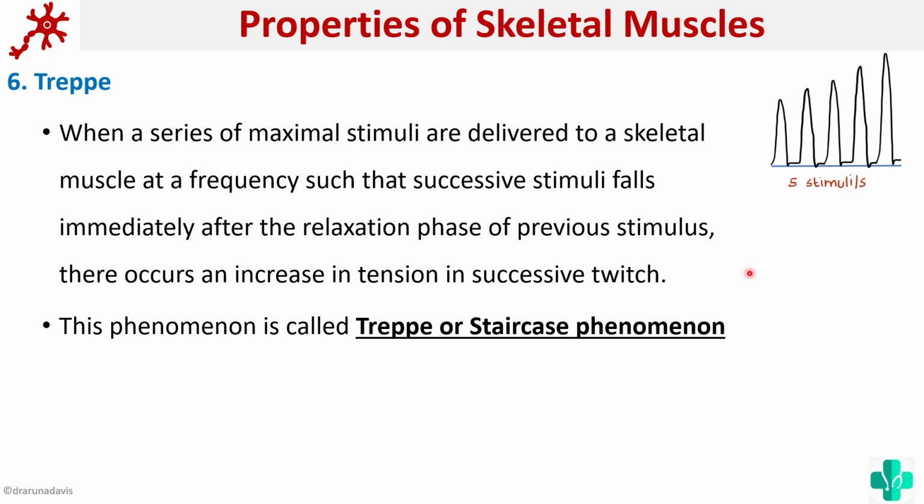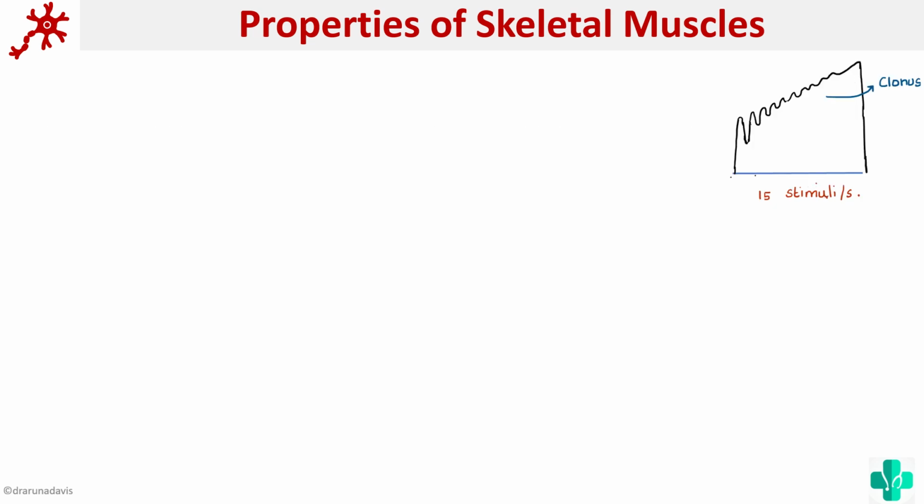Similar to this, now suppose here also we're going to increase the frequency of the stimuli. Suppose we are going to give it during the relaxation phase. What will happen? What did we study for the previous one? During the relaxation phase, you can get a superposition. So here also, if we give repeated stimuli during the relaxation phase, you can get a fusion of the different contractions, and that is called clonus. So that's also a property of skeletal muscles.